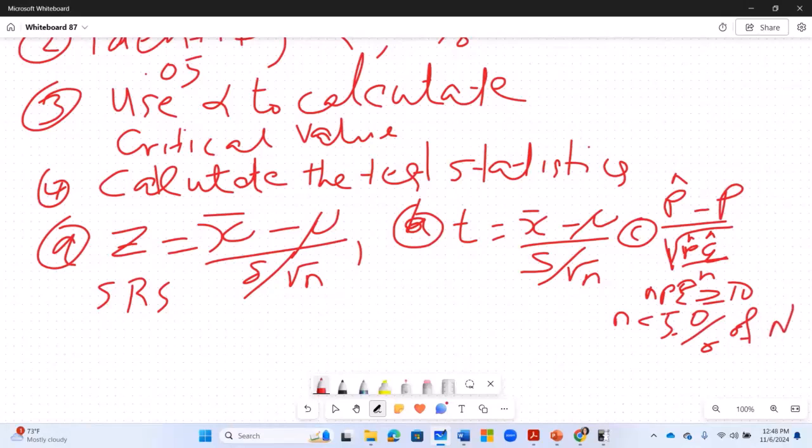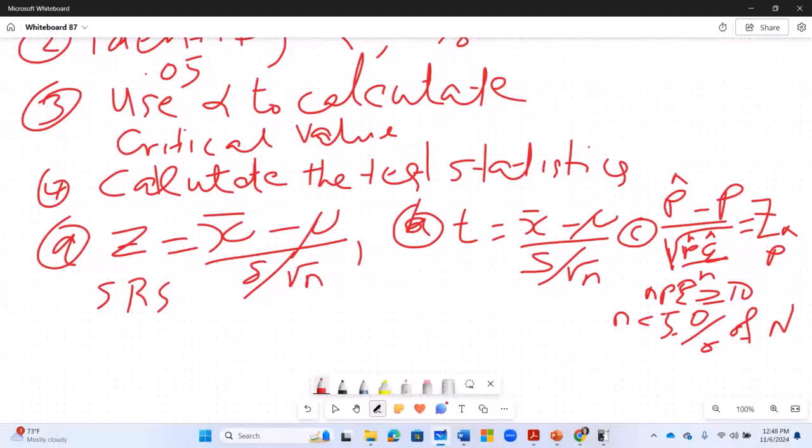So remember, calculate the test statistic. And the test statistic can be z or t or p. If I'm doing this one, this is equal to Z for p hat. In other words, this one is for random variables for p hat.